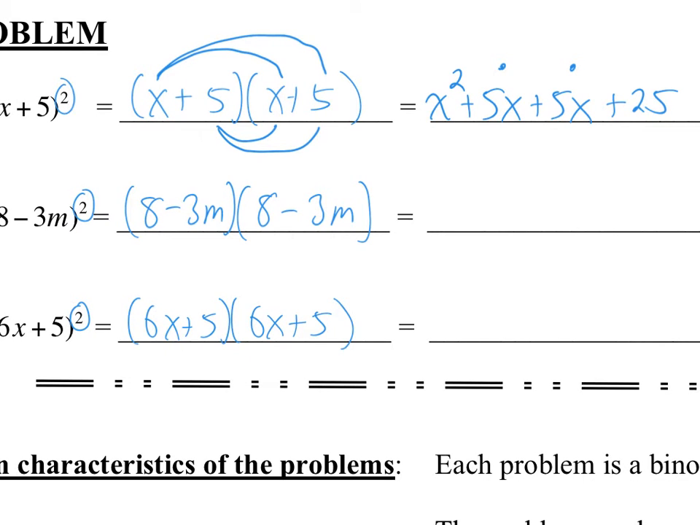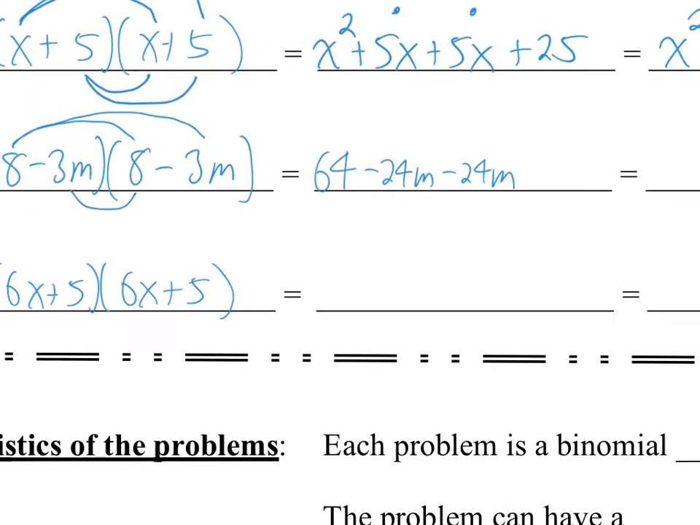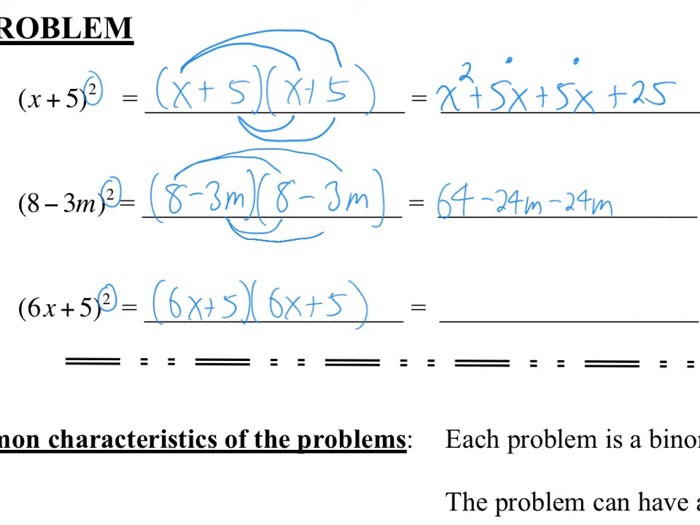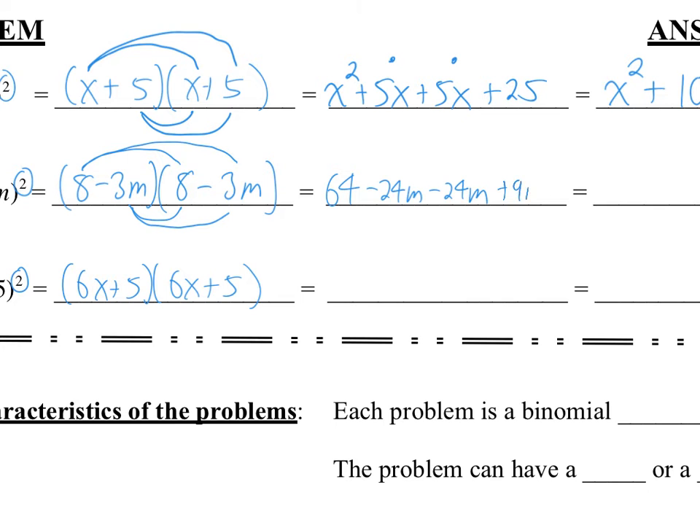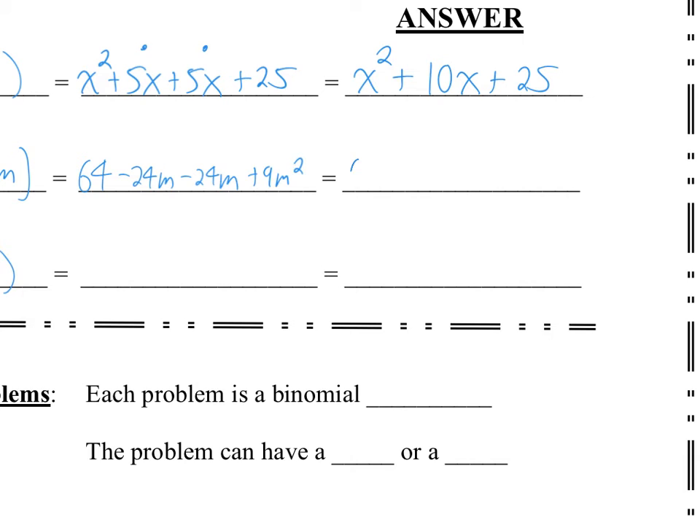So we have this one, 8 minus 3m times 8 minus 3m. So we have 8 times 8, which is 64. 8 times negative 3m, which is negative 24m. Negative 3m times 8, which is negative 24m. And negative 3m times negative 3m is going to be what? That's going to be positive 9m squared. All right, now what's that going to reduce to? Well, we're going to have 64. Negative 24 minus 24 is going to be negative 48m plus 9m squared.